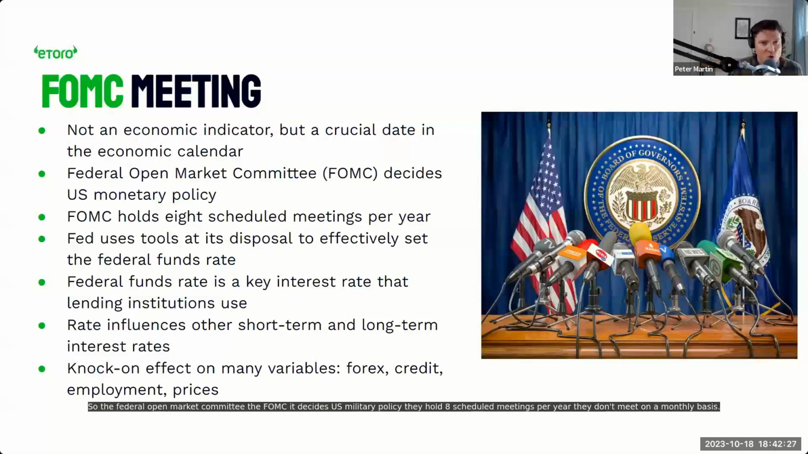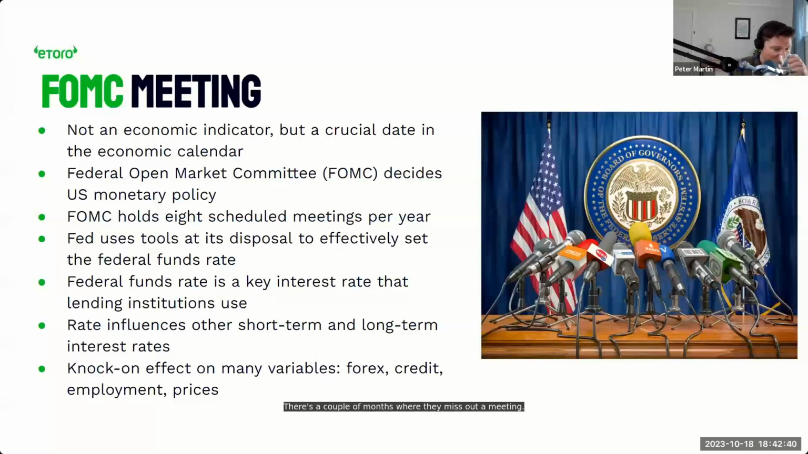So the Federal Open Market Committee, the FOMC, decides US monetary policy. They hold 8 scheduled meetings per year. So they don't meet on a monthly basis. There's a couple of months where they miss out a meeting.